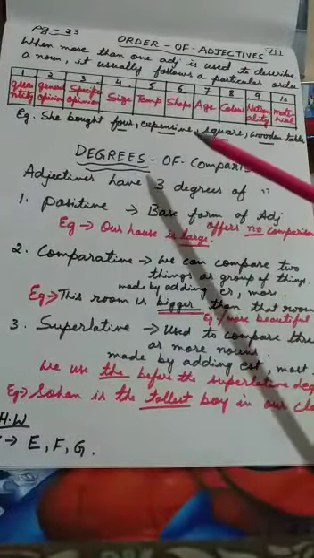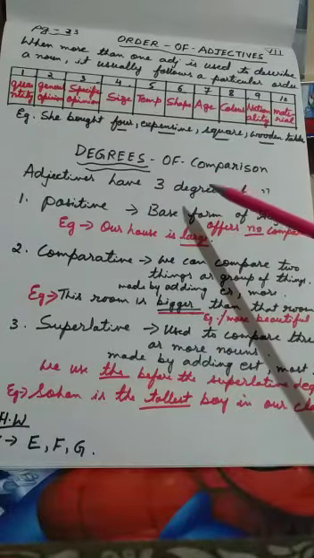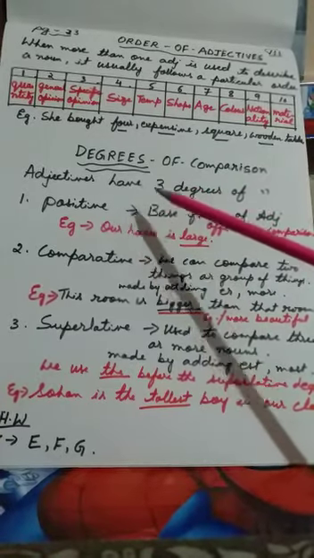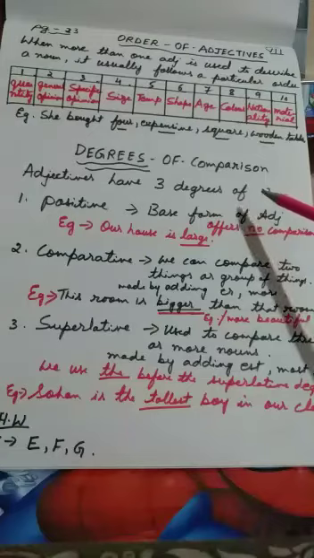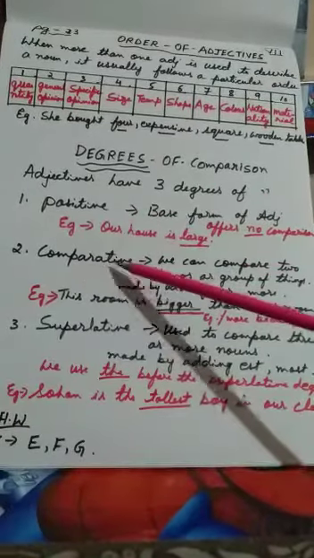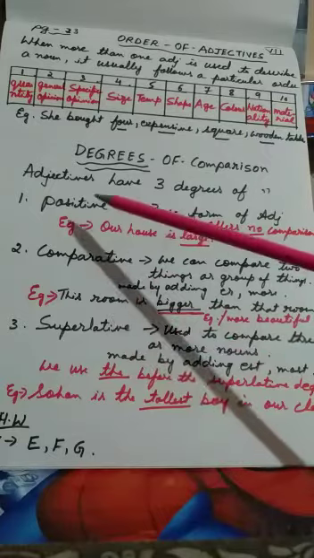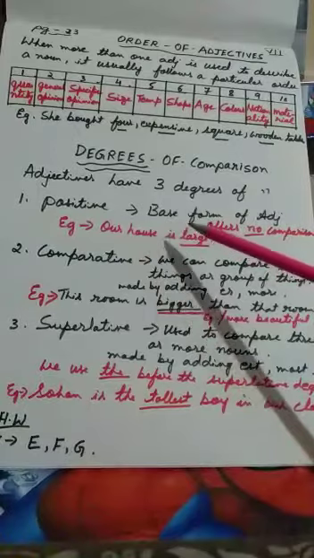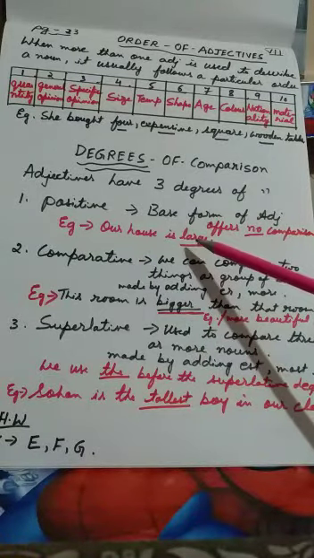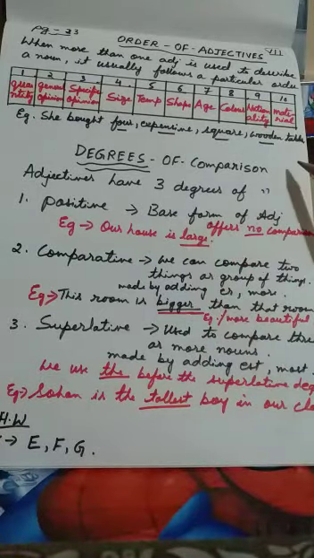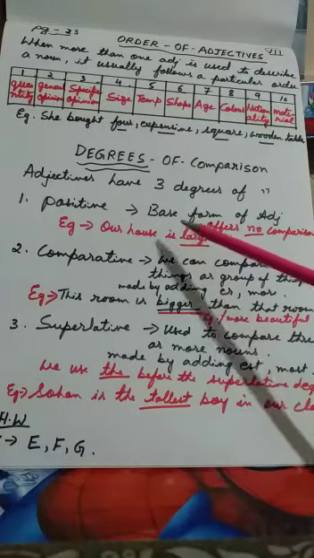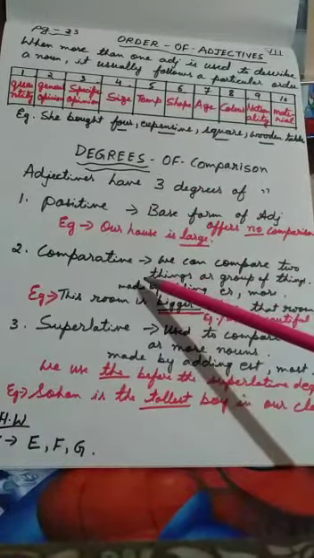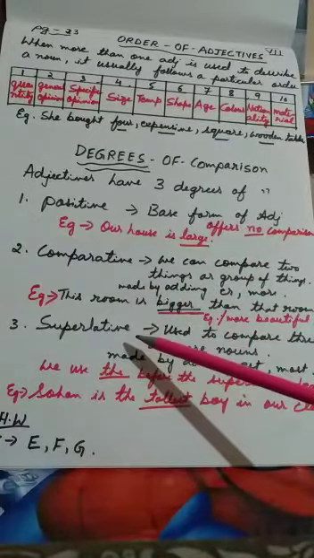Now next we'll come to degrees of comparison of adjectives. This also you have studied earlier in your previous class. Adjectives have three degrees of comparison: positive, comparative and superlative. Positive degree is the base form of the adjective, like large. Large, larger, largest. So large is the base form, that is positive. Then larger is the comparative form and largest is the superlative form.